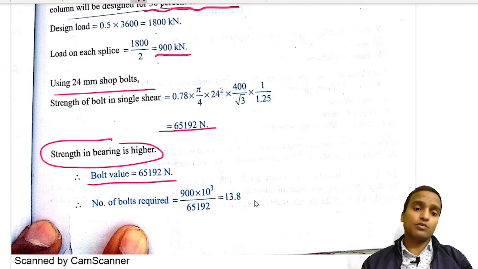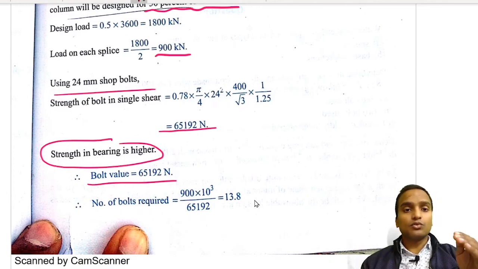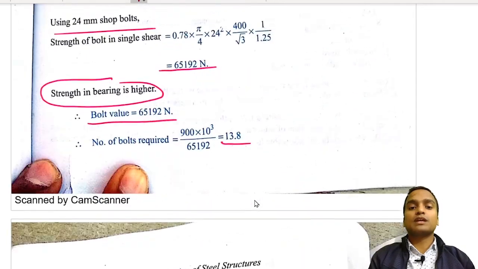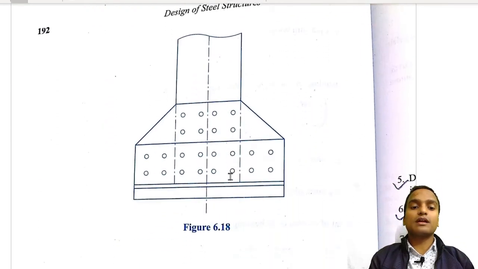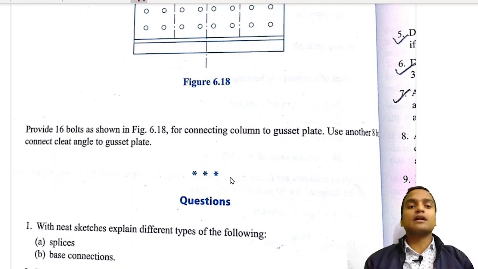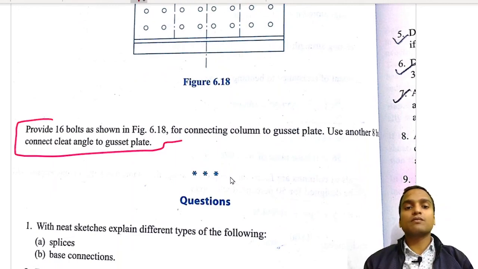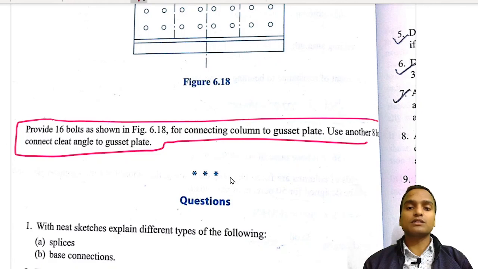Now the number of bolts required will be the total load going to come on the connection divided by the strength of one bolt, and it is equal to 13.8. So we can round it off, and then we can finalize that we are going to use 16 bolts here for connecting the column to the gusset plate and use another 8 bolts to connect the cleat angle to the gusset plate.